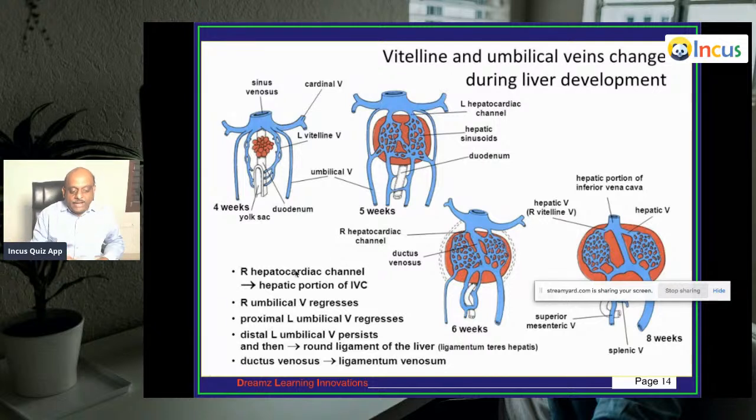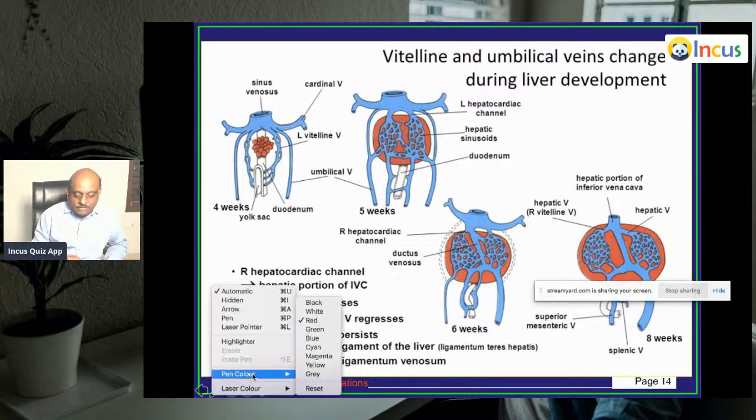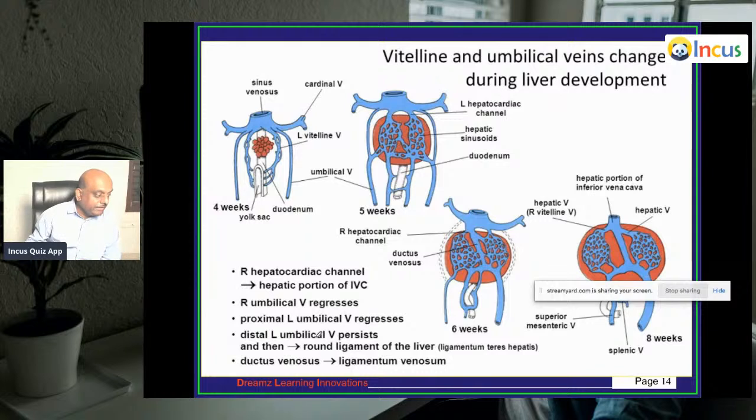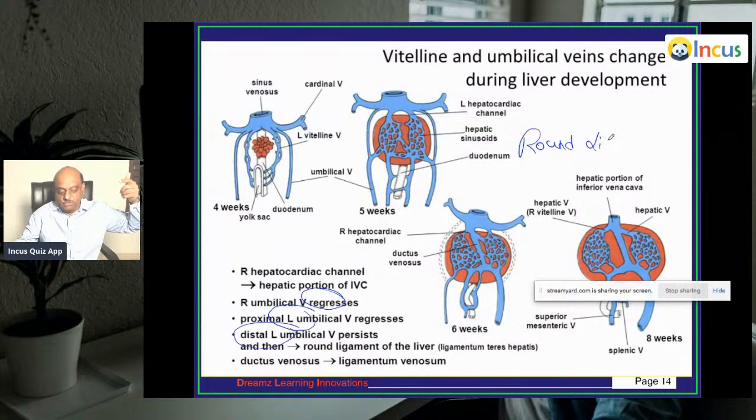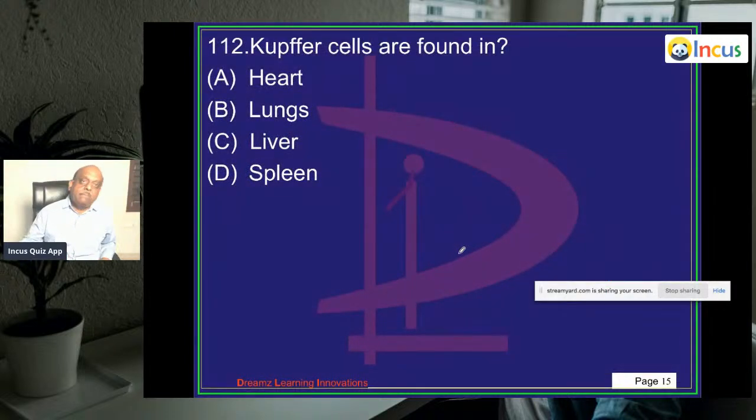So now, the right umbilical vein regresses. The proximal left umbilical vein also regresses. The distal left umbilical vein will persist as the round ligament of the liver, is what you need to remember. Some of you have answered ductus venosus, but the ductus venosus typically becomes the ligamentum venosum, is what you need to remember.